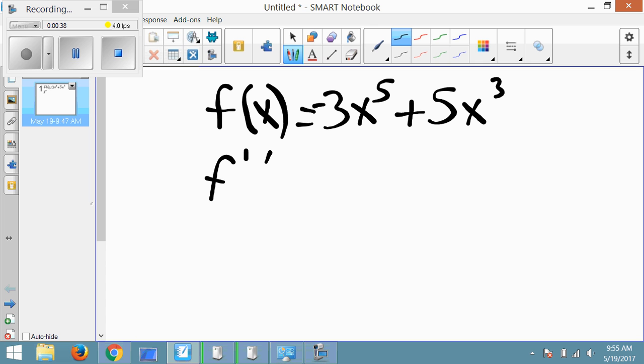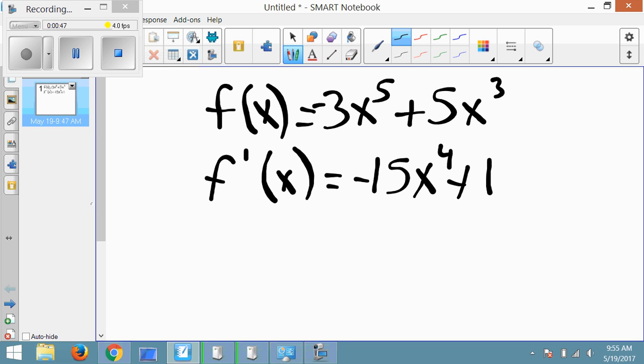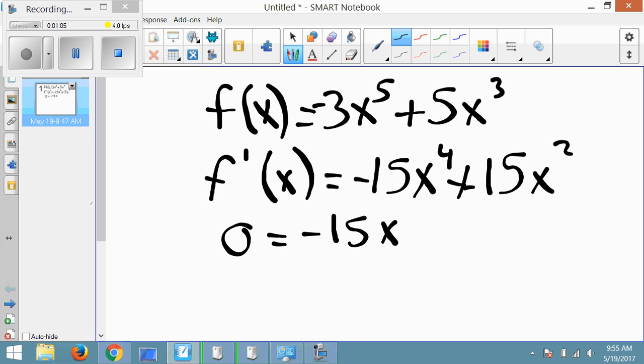So that's going to be f prime of x is equal to negative 15x to the fourth plus 15x squared. That's a plus. Okay, now we're going to set this equation equal to 0 because it is essential to find the critical numbers for the second derivative test. So 0 is equal to negative 15x to the fourth plus 15x squared.